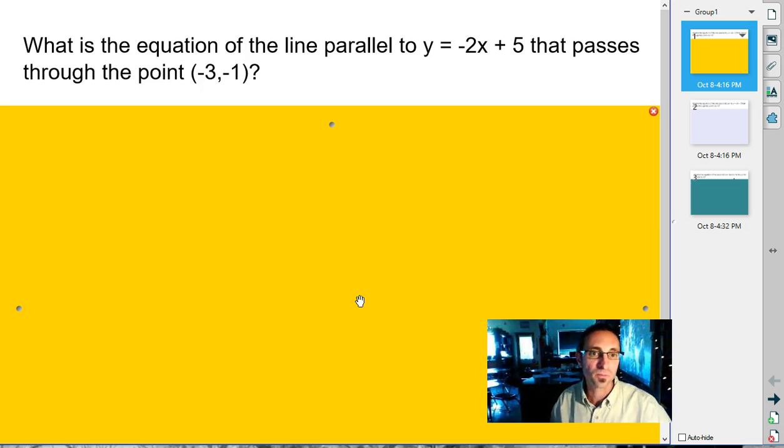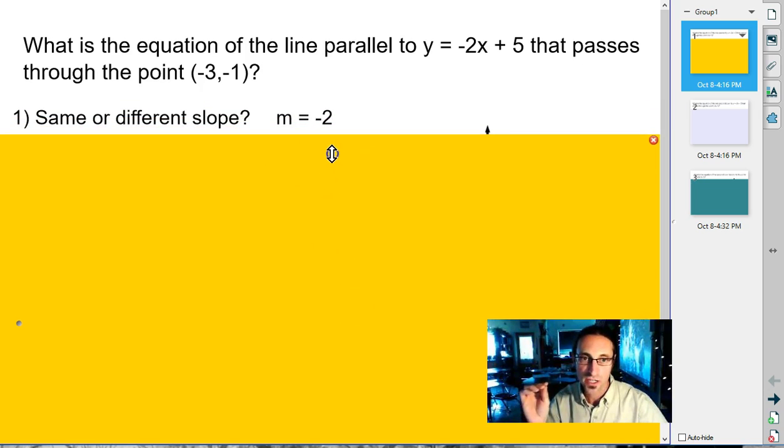So the first one: what is the equation of the line parallel to this one, y equals negative 2x plus 5, that passes through the point (-3, -1)? There's a lot of information here, so let's just piece through it. The first question is, do I want the same slope or a different slope? Well, since my line is parallel, I need the same slope. So I look at my equation and I say, oh, okay, the original line has a slope of negative 2. Therefore, the equation of the line parallel to it is also going to have a slope of negative 2.